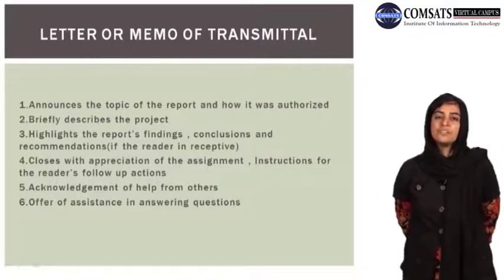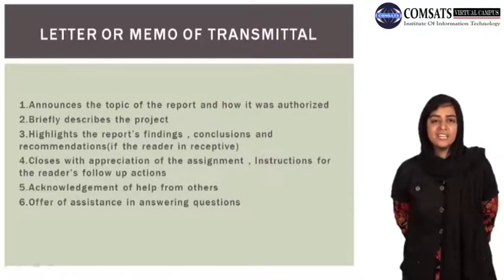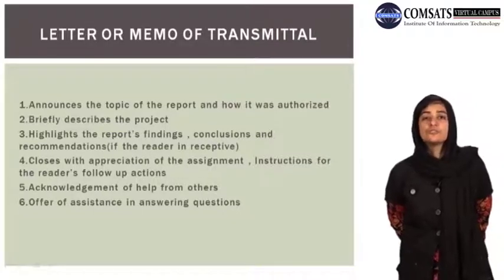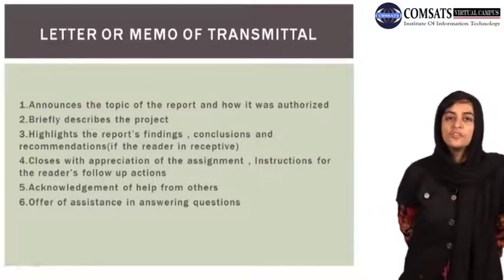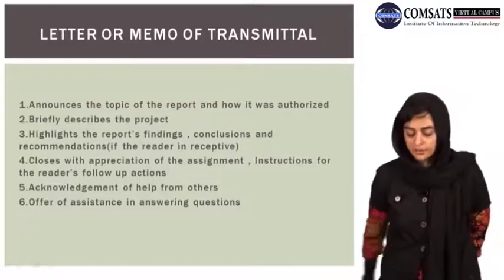Letter of transmittal would be welcoming the readers: if you are having any queries, then you are welcome to ask, put any number of questions, and I will gladly answer those questions regarding the report. Now let us have a look practically at the letter or memo of transmittal.